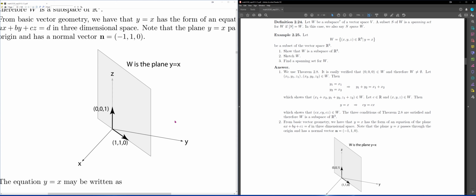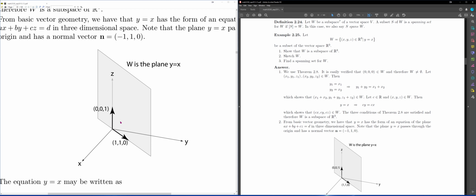If you have a good diagram like this, to get a spanning set for W, all you need are just 2 vectors that are not in the same direction. So if you notice this vector 1, 1, 0, and this vector 0, 0, 1, these 2 vectors are not in the same direction, and they are both vectors in W over here. So these 2 vectors actually will span.